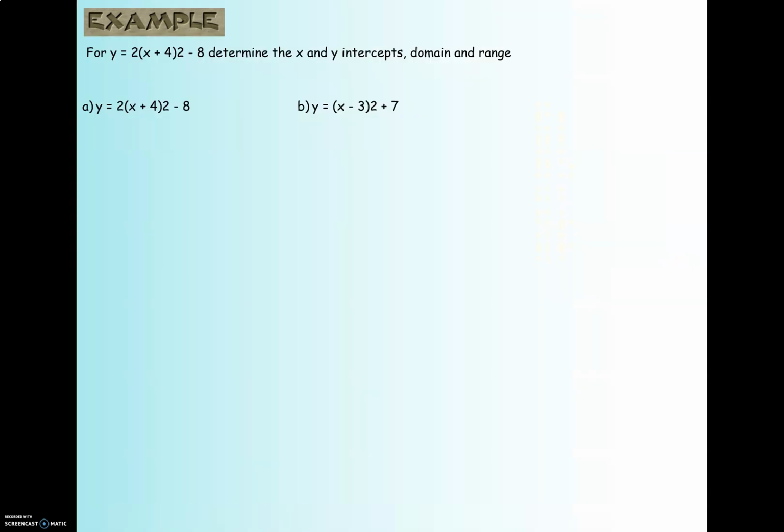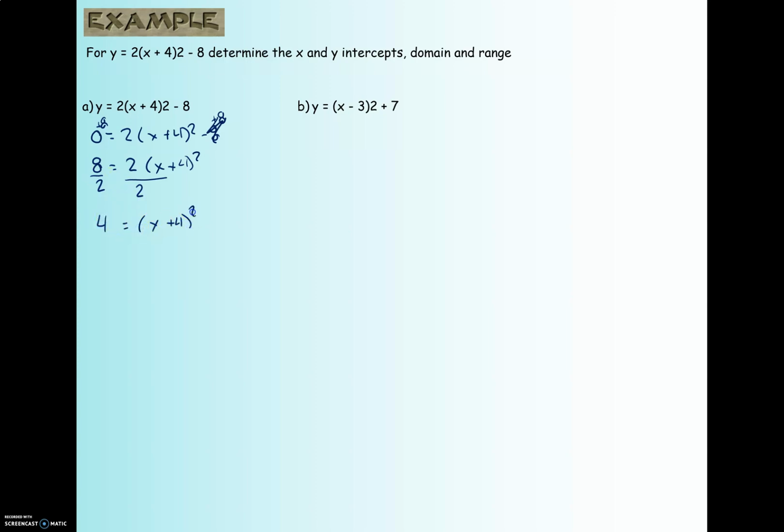For the following, determine the x and y intercepts, domain, and range. All right, let's start with our x-intercepts. Set y to equal 0, and then we need to isolate the bracket. So I'll add 8 to both sides. Always deal with addition or subtraction first, and then multiplication or division. So I have to get rid of the 2 by dividing by 2.